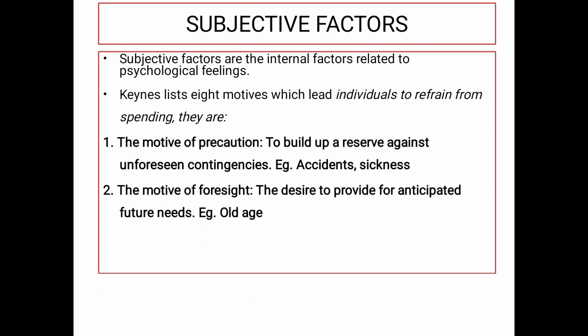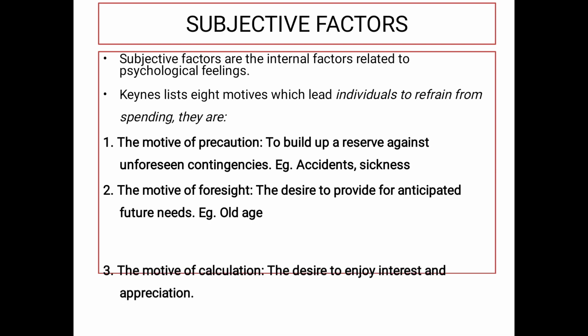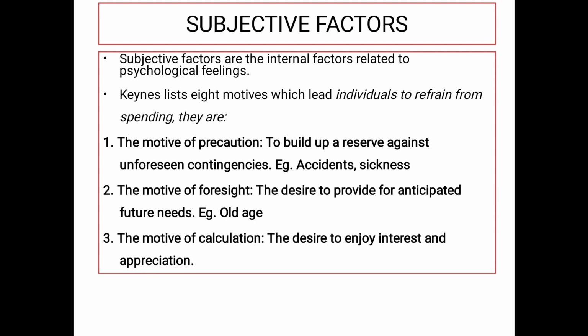Next one is the motive of foresight. That is foresight during old age, when people are in need of money. So when they are young, they get more income and they try to save it and keep it for their old age. Next one is the motive of calculation. That is, they see how much interest they would get by keeping their money saved. So that is another subjective factor.